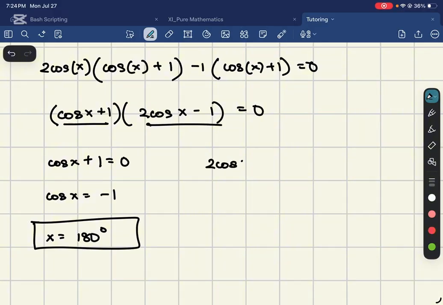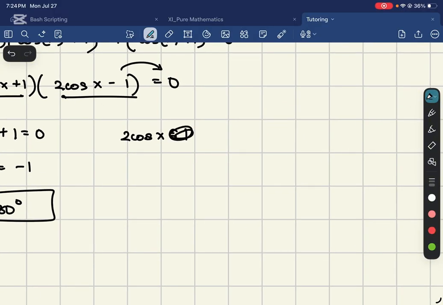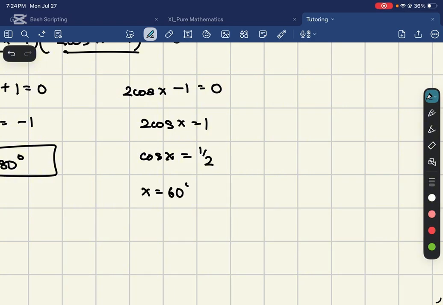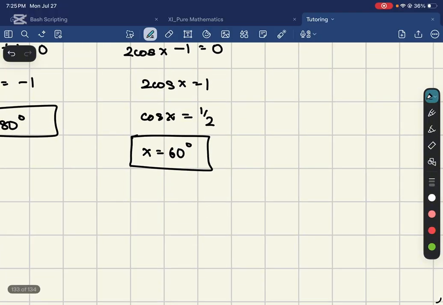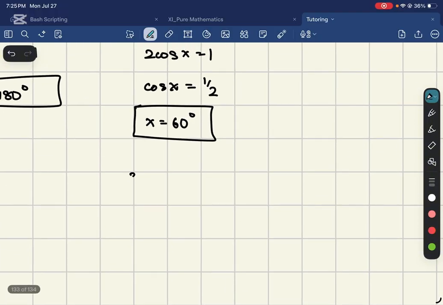And from this, I know that 2 cos of x is 1, right? I send 1 to the other side when I solve, or I can write this equal to 0. 2 cos of x is equal to 1, cos of x is equal to 1 over 2. Now x, if you remember your special angles, 60 degrees, cos 60 is half, and between 0 and 360 degrees, cos is positive in the first quadrant and the fourth quadrant. Now, how do we get our fourth quadrant solution? Well, you just do 360 minus your acute angle.